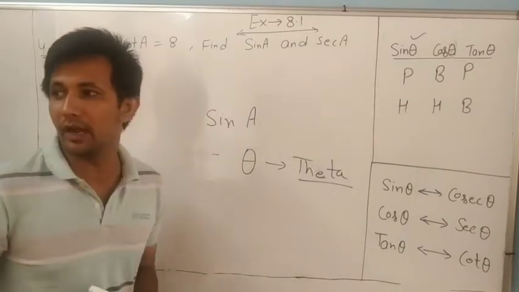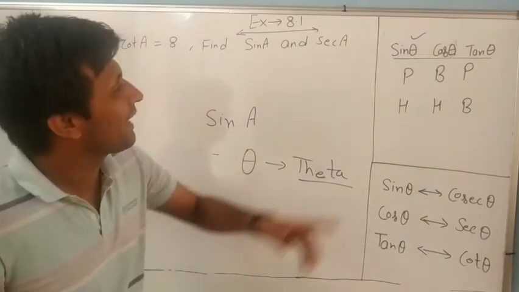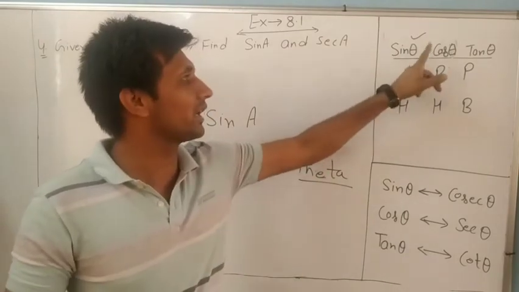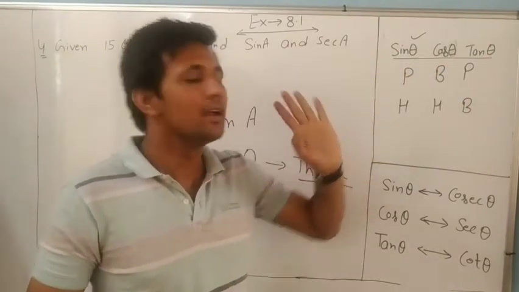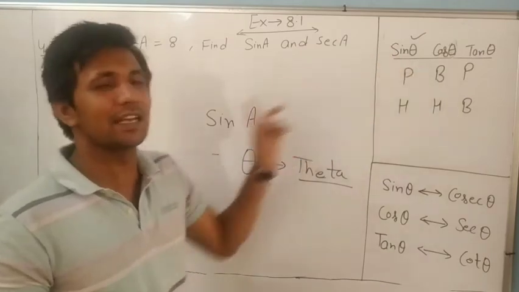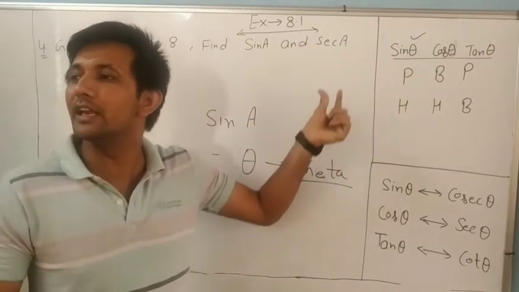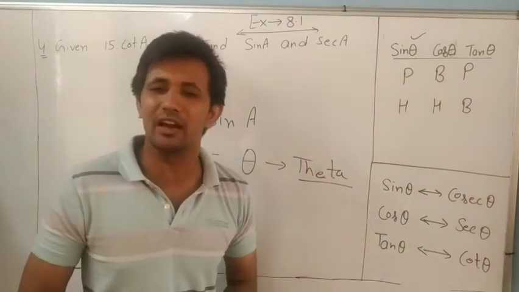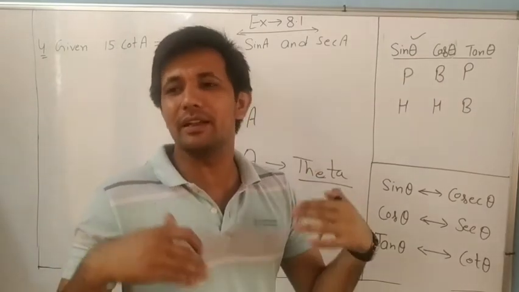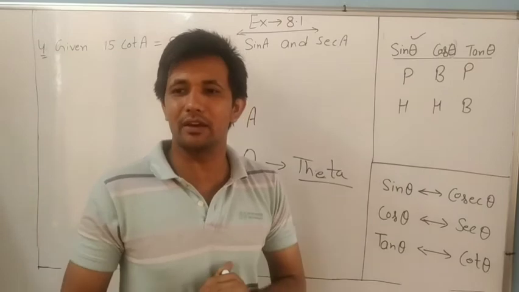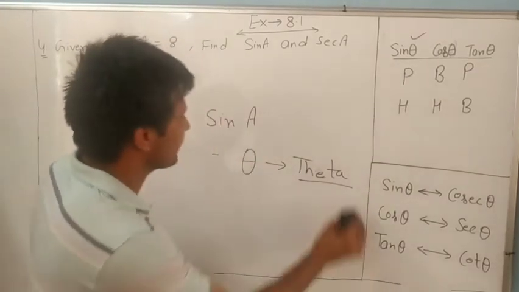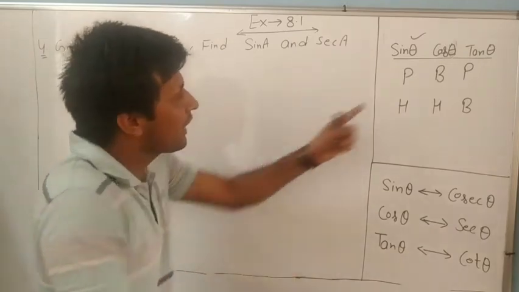Theta, okay? In place of angle, every time we will write theta. It means sine theta, cos theta, tan theta. If the angle is A, then we say sine A, cos A, tan A. Theta is like alpha, beta, gamma. You know the Greek letter names. So every time we will take the angle as theta, so don't be confused with this sign.